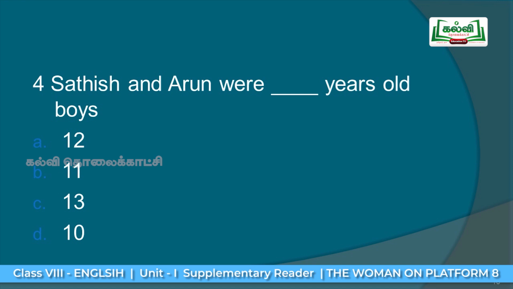Now, fourth one, Satish and Arun were dash years old boys. 12, 11, 13, 10. Yes, children? Yeah, they are 12-year-old. Okay, the final question.